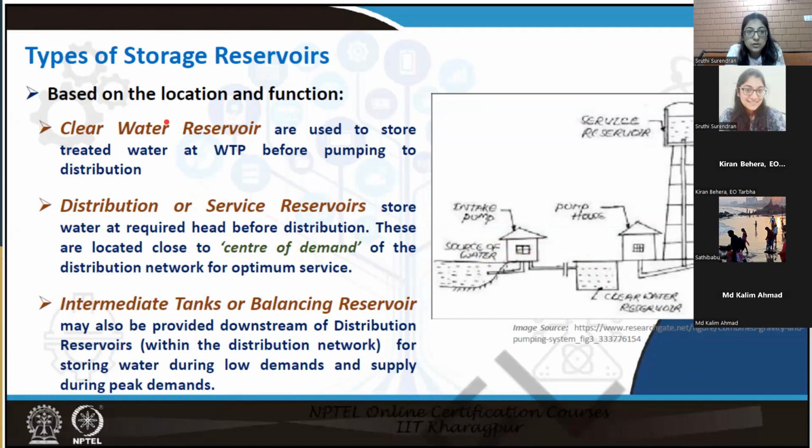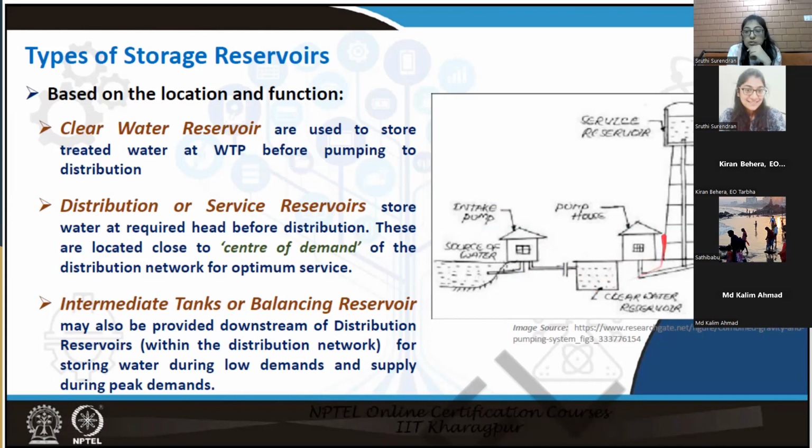Now, why is this clear water reservoir provided? It is used to store the treated water at the water treatment plant before pumping into distribution. So this clear water reservoir is placed after the intake structure, before the service reservoir, before pumping into the distribution network, in order to store the treated water, so that it can be provided at an appropriate pressure and to meet the peak demand.